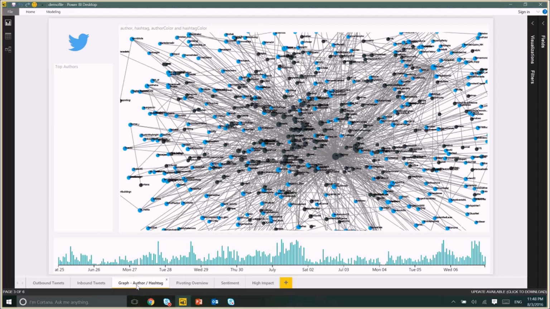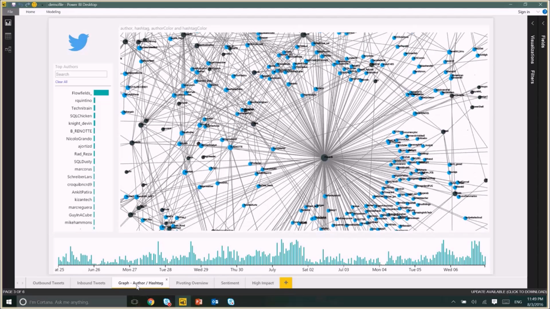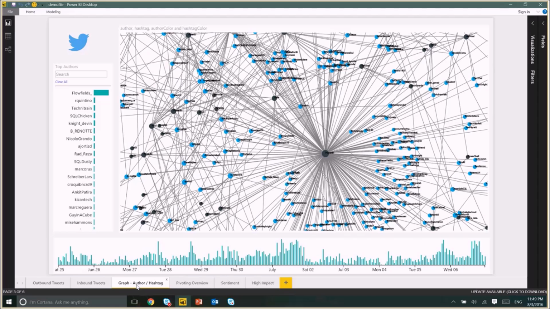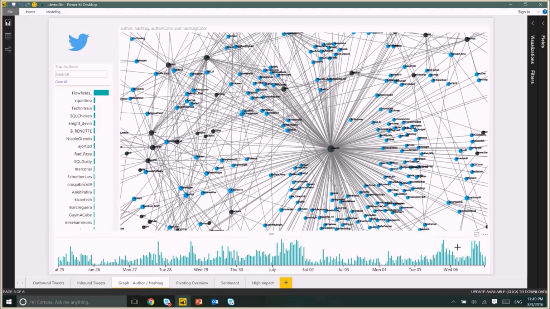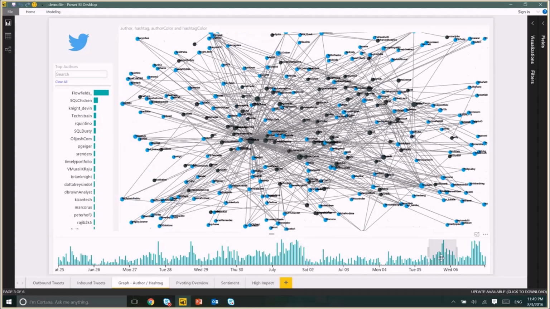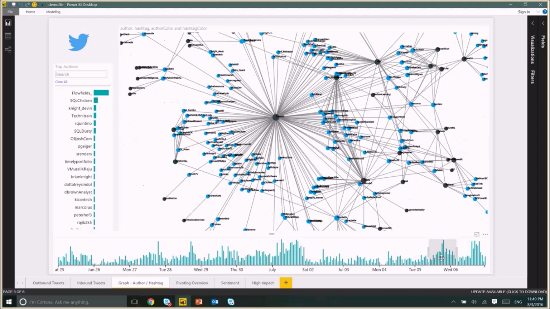The next page is an impressive network visual that has actually been created by Microsoft Research, who have contributed a lot of the visuals that you see in this report. As a PM, I can monitor the volume of tweets coming in across time using this time brush at the bottom. And so I can drill into, let's say, a spike of tweets that I can see right over here by just dragging. This is going to, in turn, update my network visual. And now I can go ahead and start exploring it.